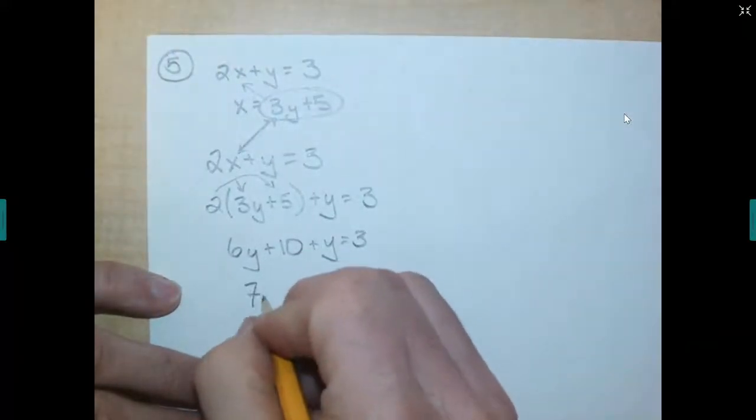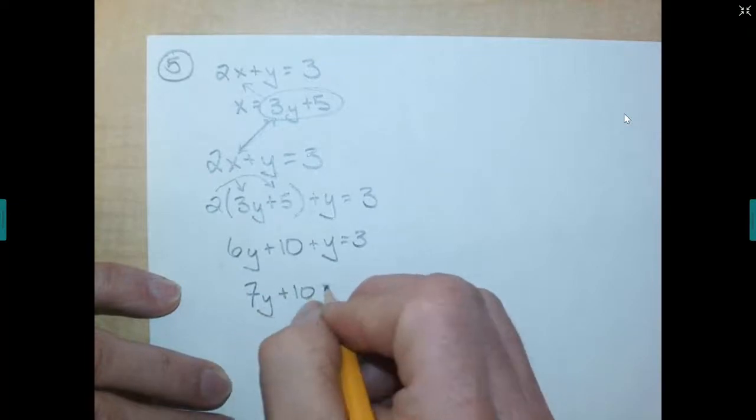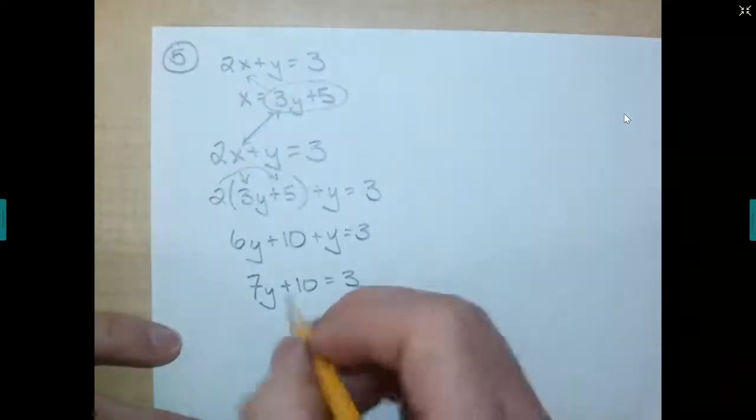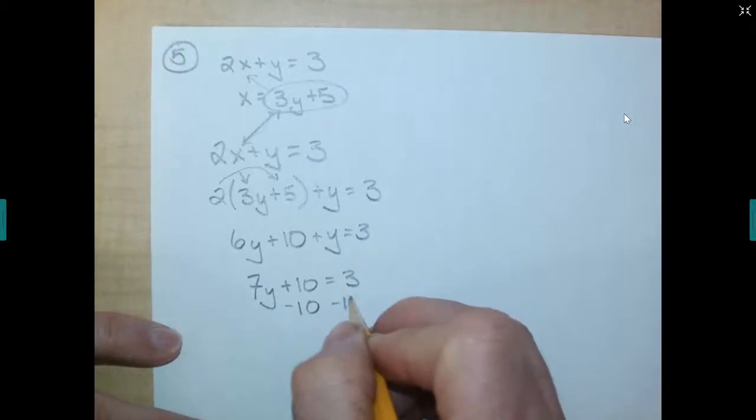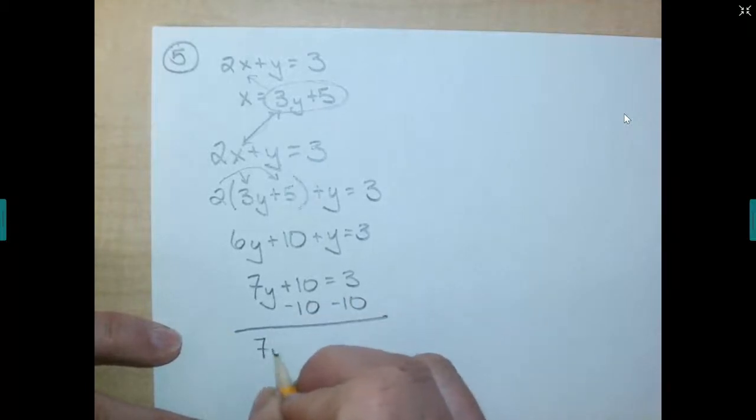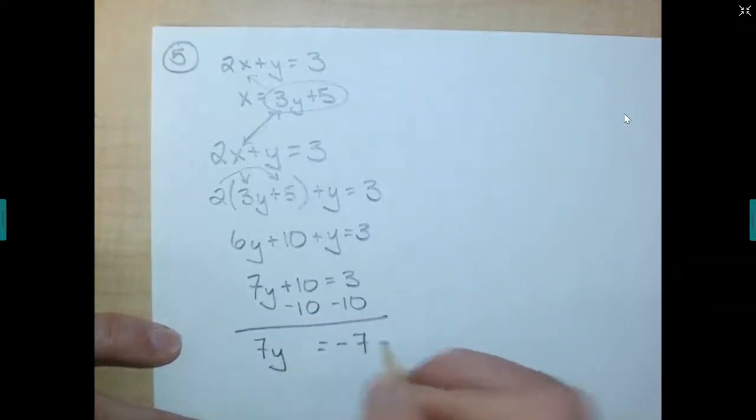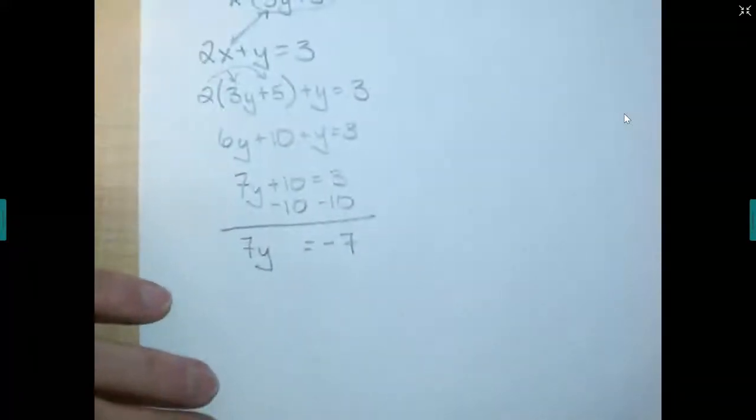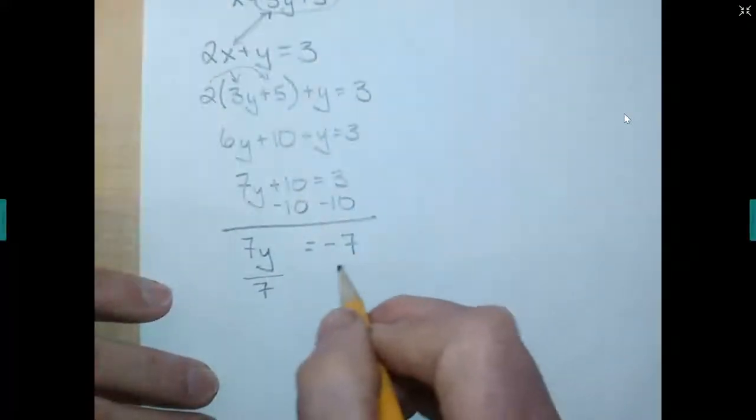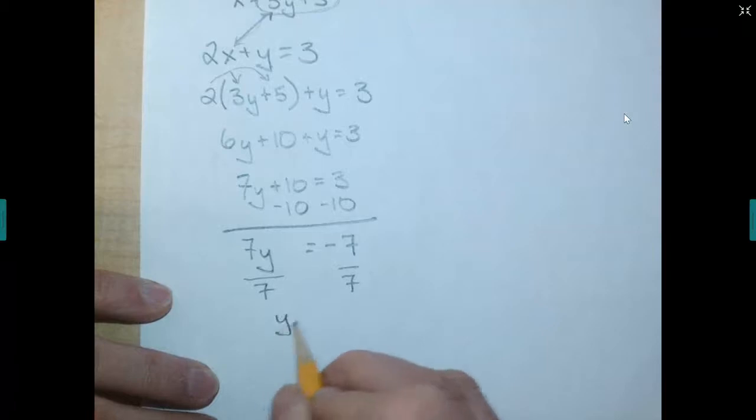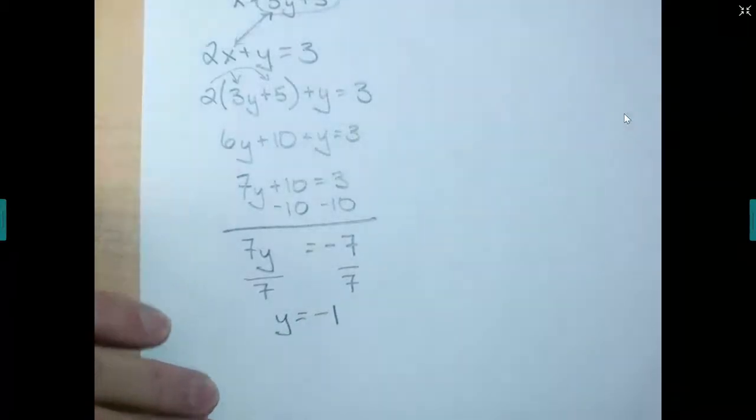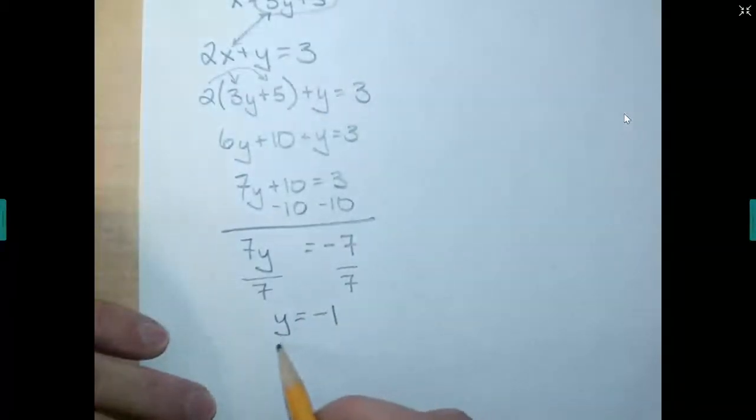So I have 7y plus 10 equals 3. Minus 10, minus 10. I have 7y equals -7. Divide by 7, divide by 7, and y equals -1. Okay, there's one of my answers.